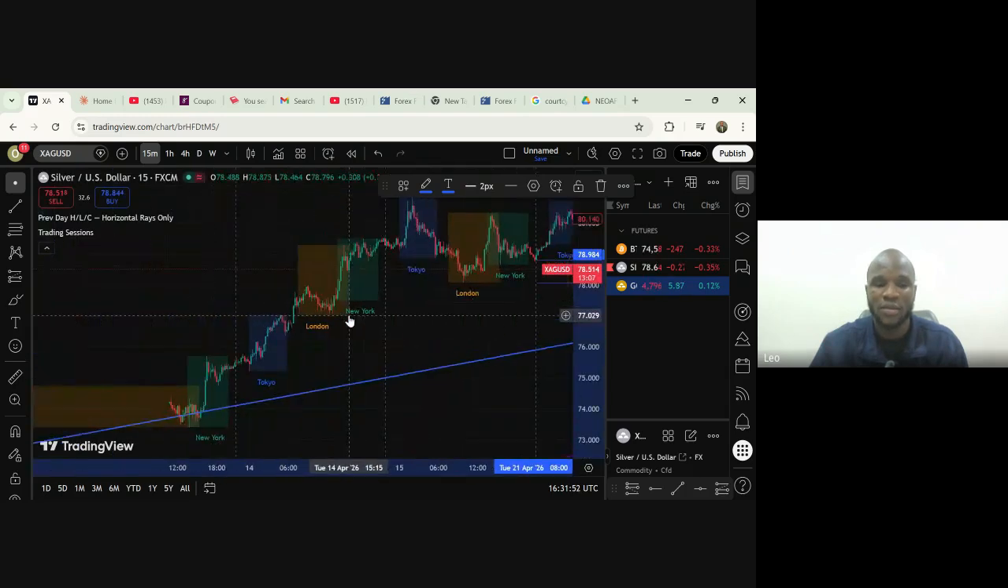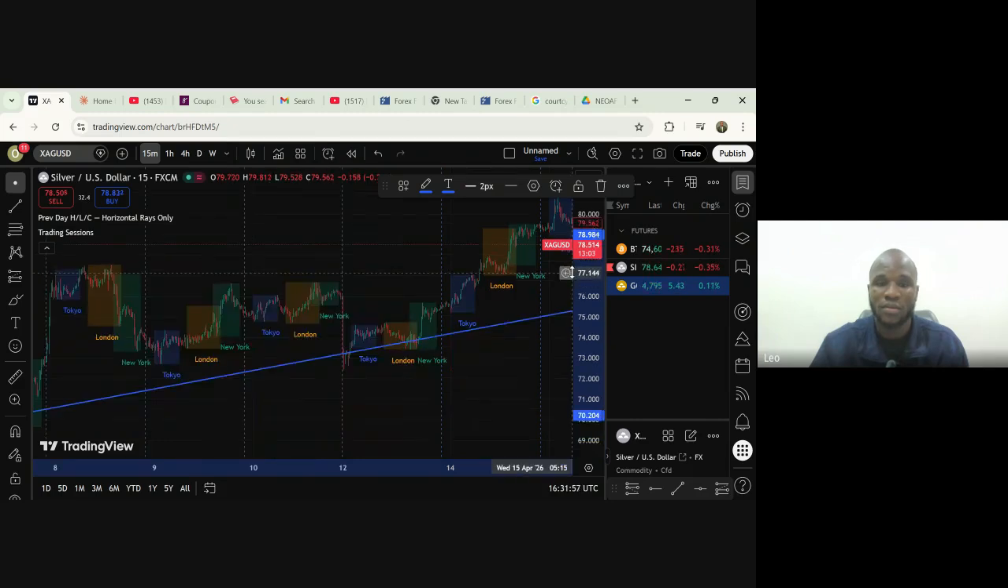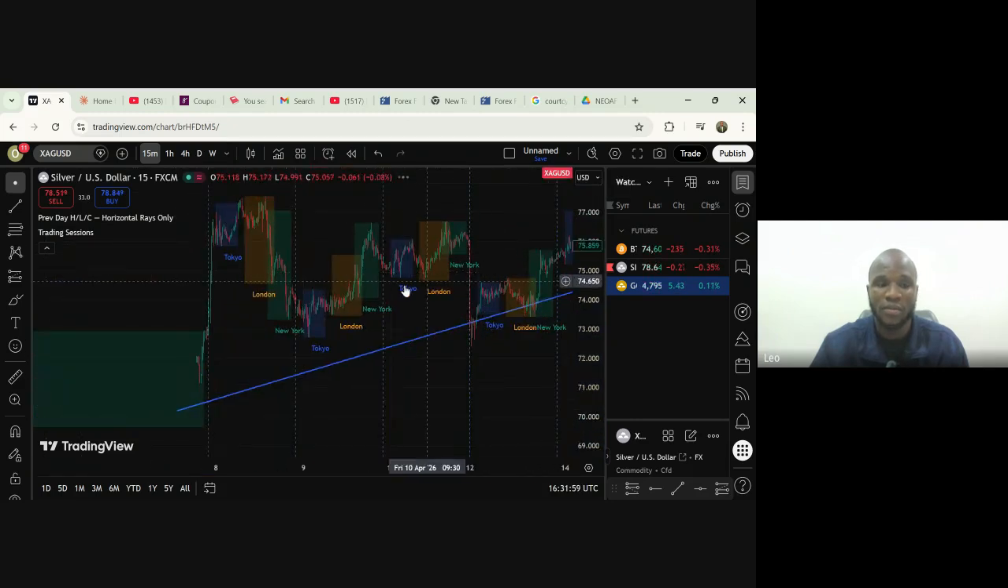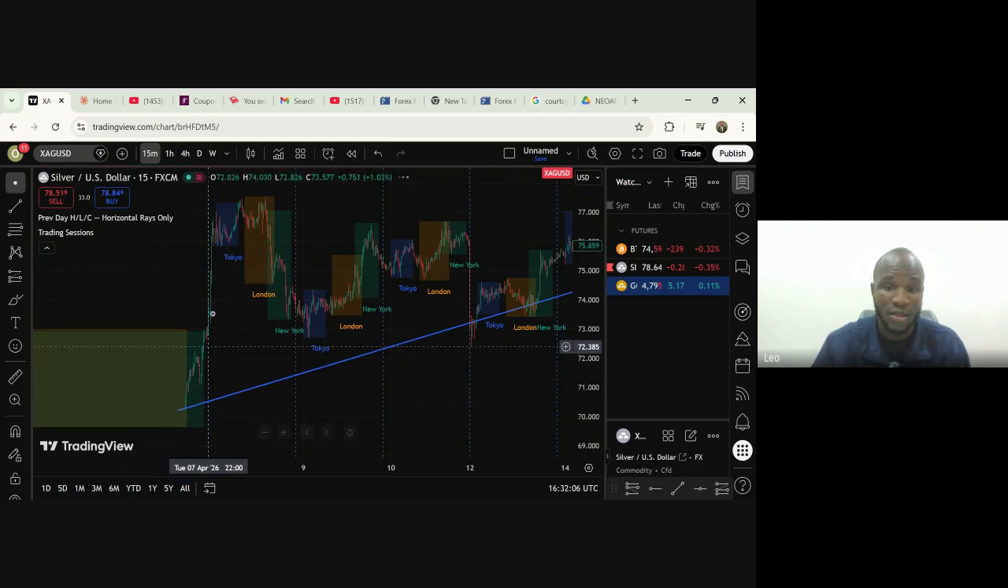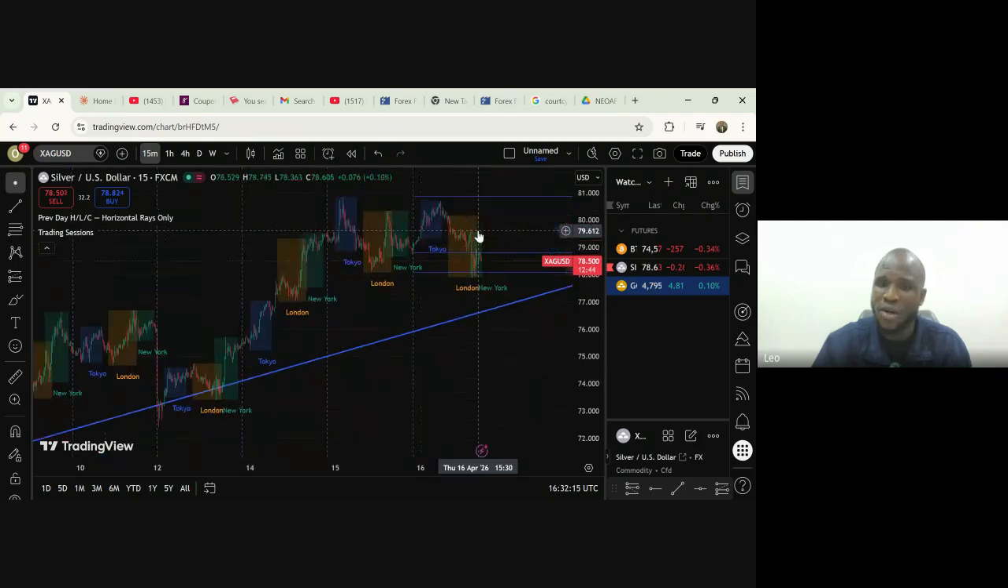All right, so you can imagine, look at here. Did you see that it touched here? And what did you see? This is more than 100 pips. Can you see that? It touched the line again. You see, it went up. Your stop loss would have been down here, and it gives you more than 100 pips.